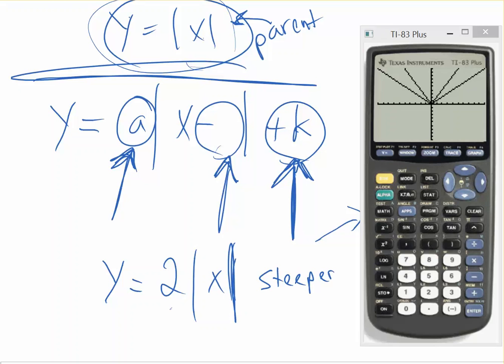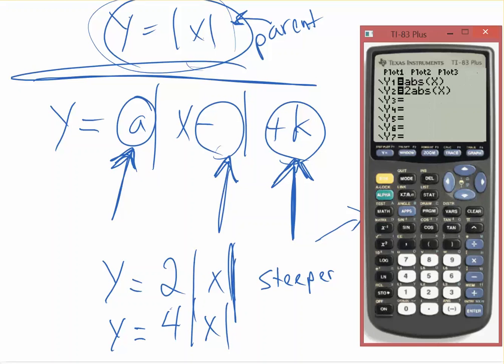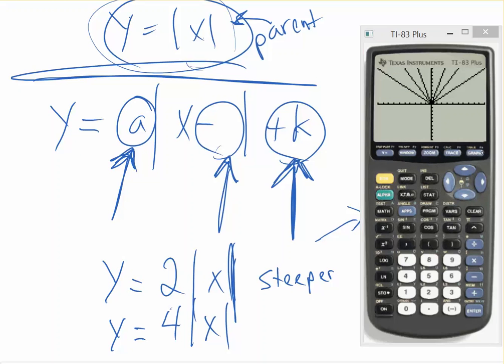So let's make a note of that. Let's try another one. Let's do y equals 4 times the absolute value of x. Put that on our calculator. Y equals 4 times the absolute value of x. And it's even steeper.